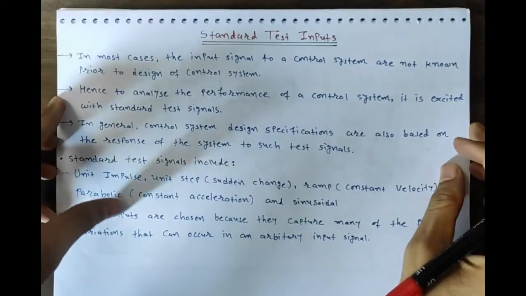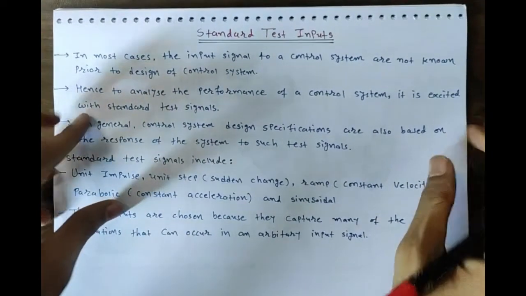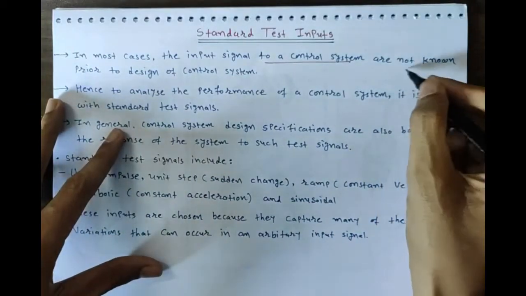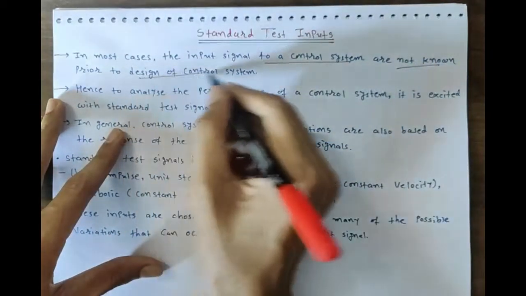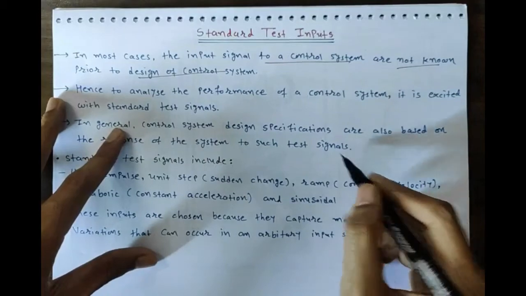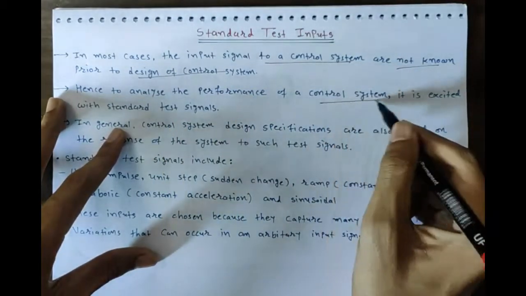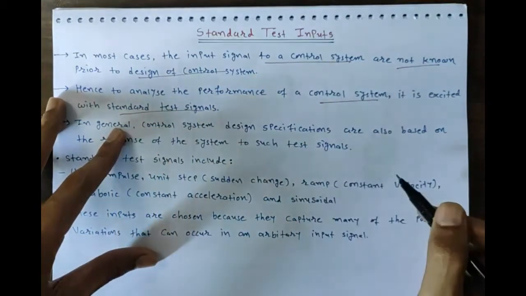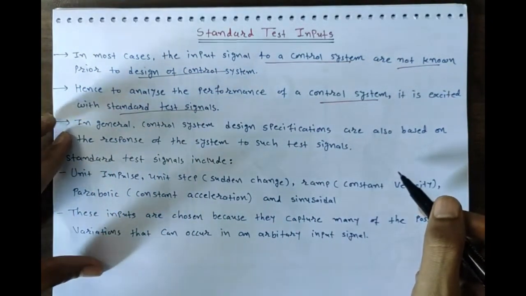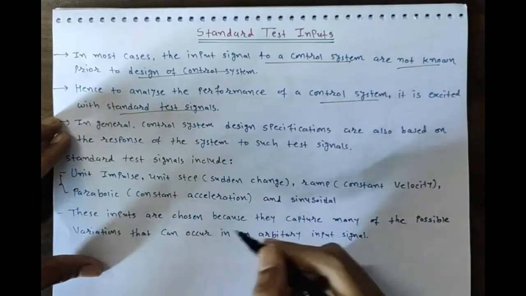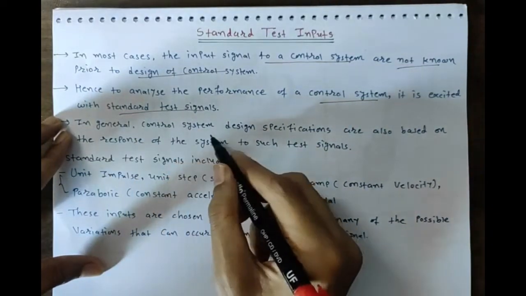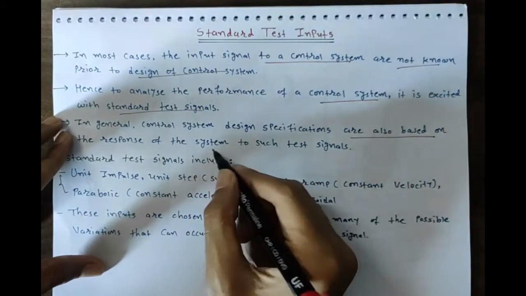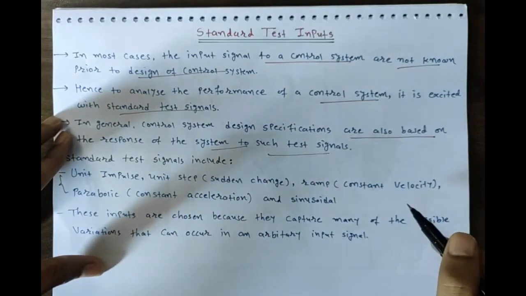In most cases, the important signals to a control system are not known prior to the design of any control system. Hence, to analyze the performance of the control system, it is excited with a standard set of signals. And what are the standard set of signals? That is given right here. So in general, control system design specifications are also based on the response of the system to such test signals.